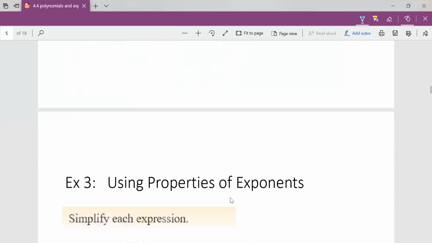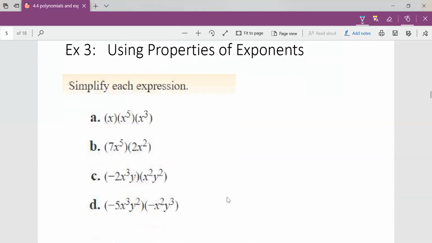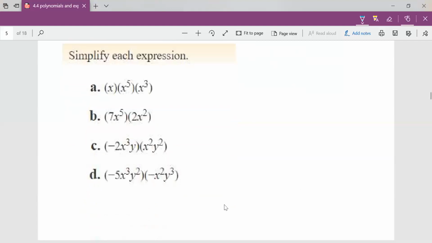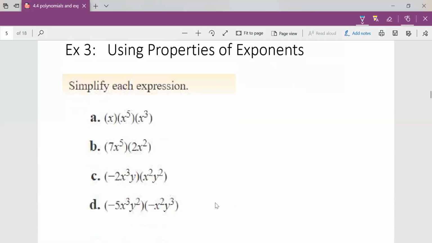All right, so moving on, simplify each expression. What I want you guys to do is try and do these on your own. I'm going to have this video just lapse for a minute or two, and then I will post the answers after a couple minutes, so try them on your own.